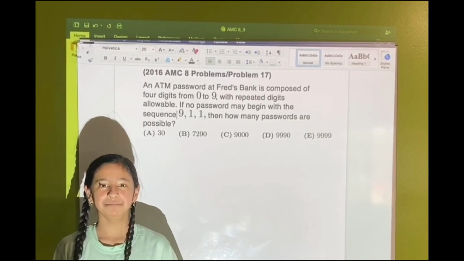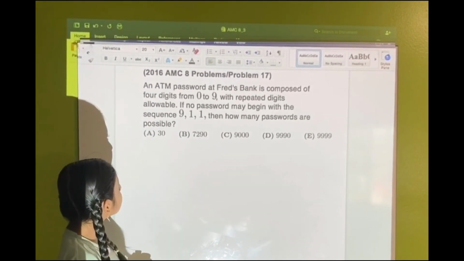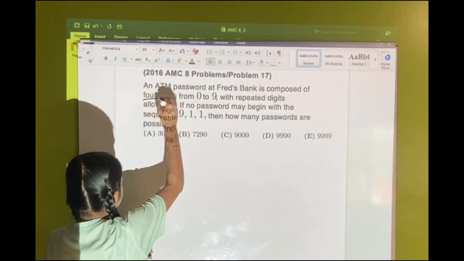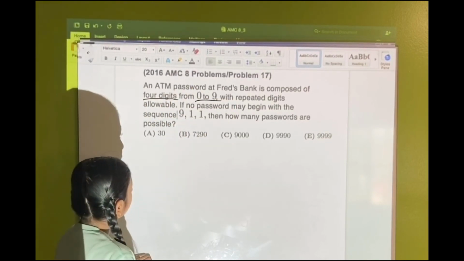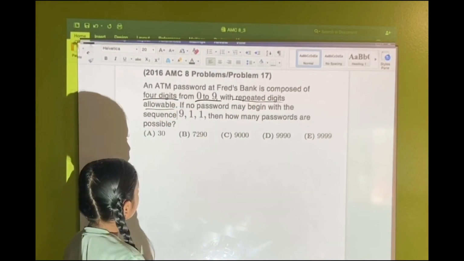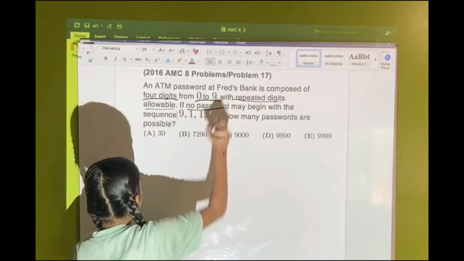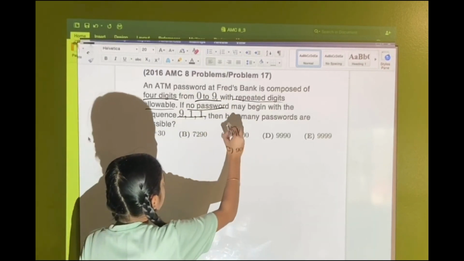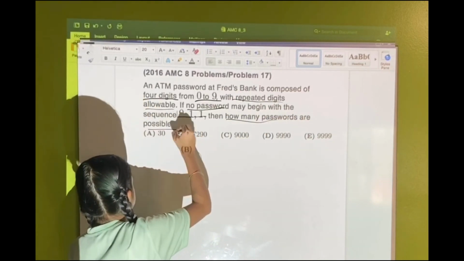Our last problem. An ATM password at Fred's Bank is composed of 4 digits from 0 to 9, with repeated digits allowable. If no password may begin with the sequence 911, then how many passwords are possible?